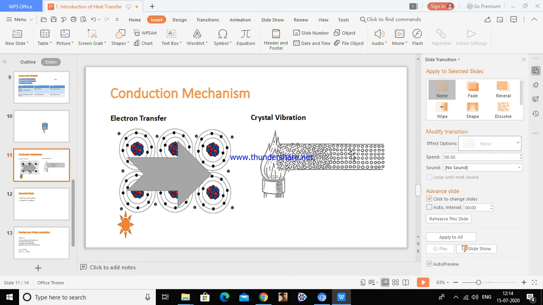Now actually electron transfer is much faster than crystal vibration. Due to that, metals are good conductors of heat, and rubber materials and wood are known as bad conductors of heat. So this is the conduction mechanism.